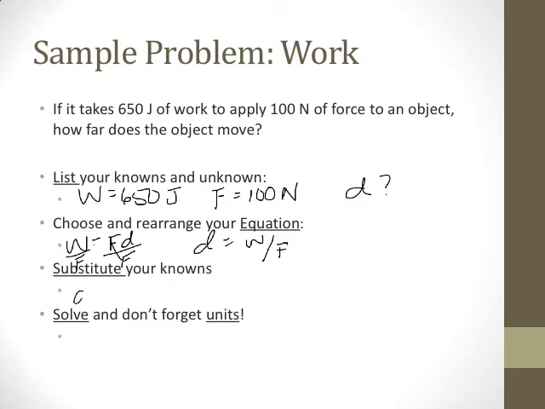Then you substitute your knowns. That's going to be 650 divided by 100. So our distance is going to be 6.5, and units for distance are, hopefully you said meters.